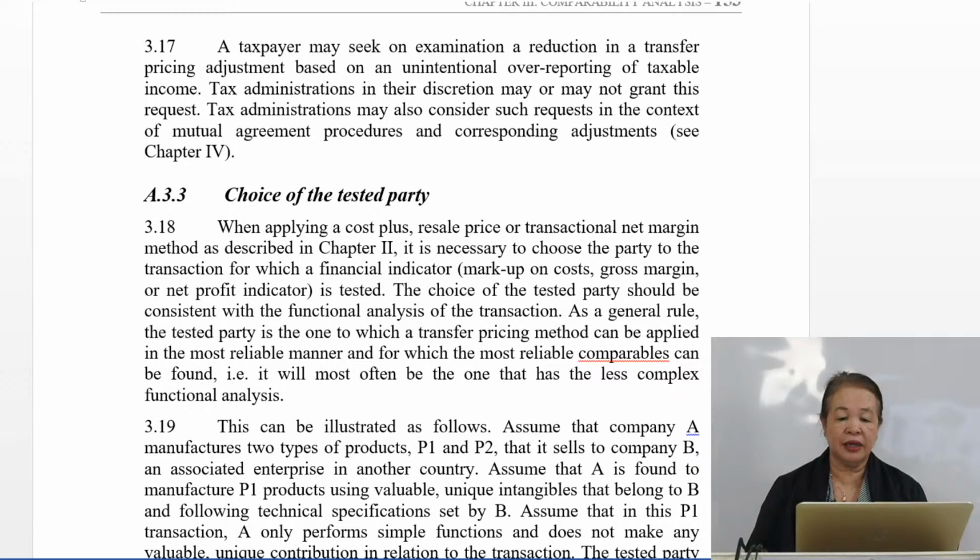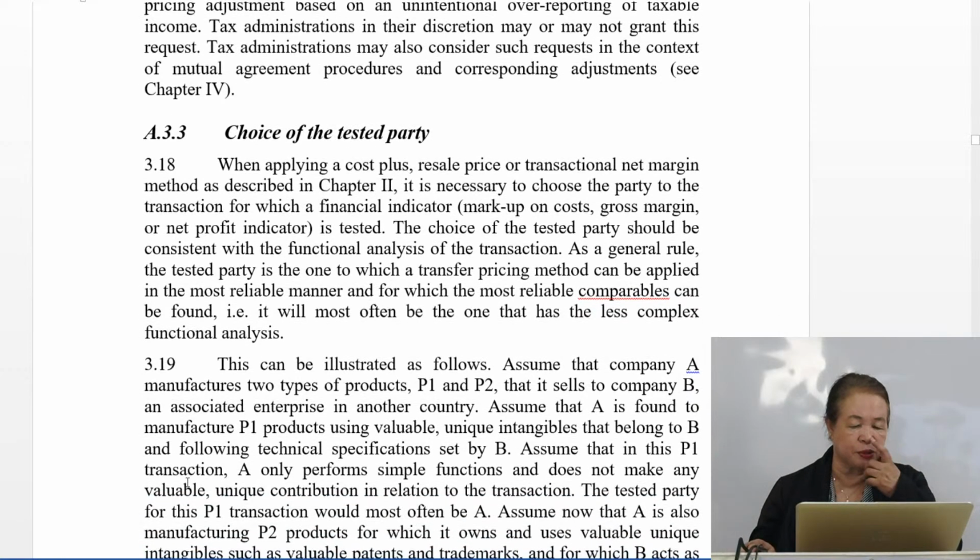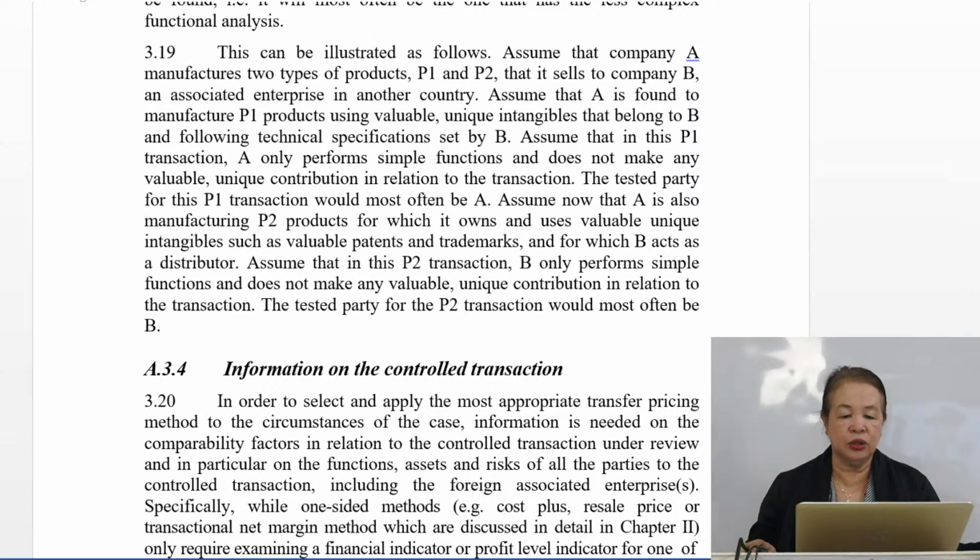No? Because how can you use a comparable for which you have no information? So, it cannot be used. It is not reliable. It will most often be the one that has the less complex functional analysis. No? So, that is the tested party. This can be illustrated as follows. Assume that company A manufactures two types of products, product 1 and product 2. No? So this is the example.